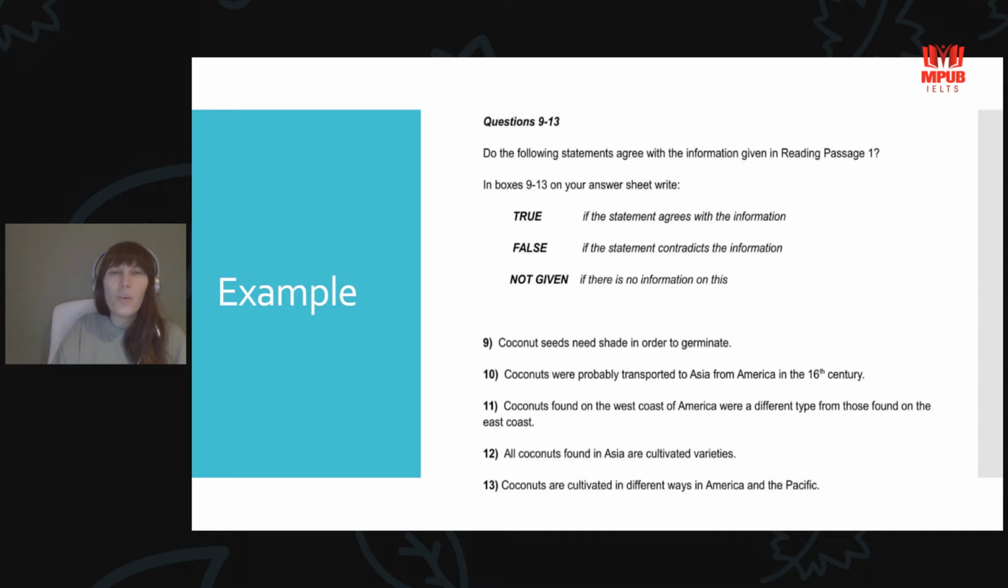Okay, so what you'll be given is a very simple question, such as the one here. It says, do the following statements agree with the information given in reading passage 1? Okay, and then in boxes 9 to 13 on your answer sheet, you either write true, false, or not given. And then, as you can see, 9 to 13, you're given those statements. So that's an example of what you might see in your exam.